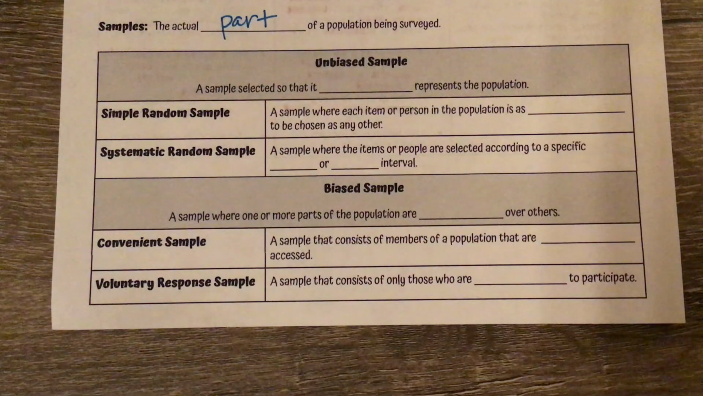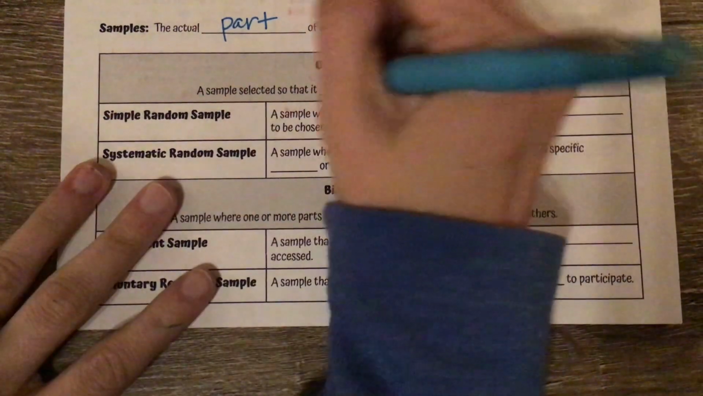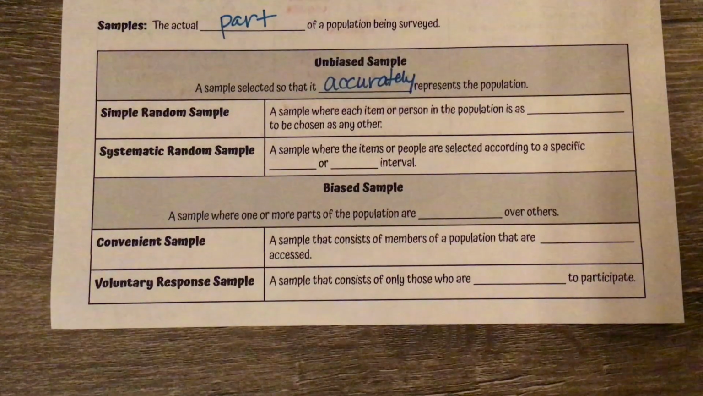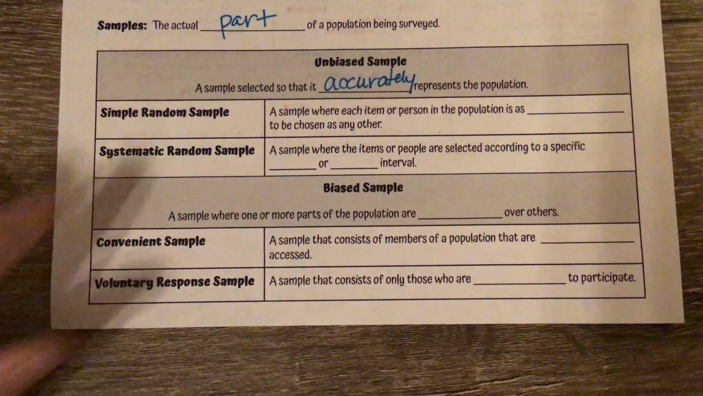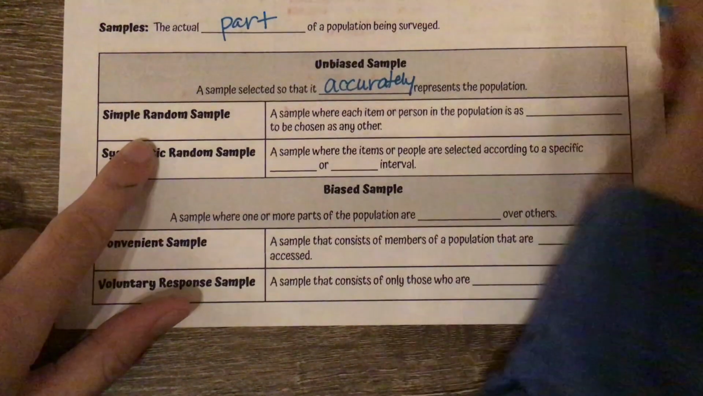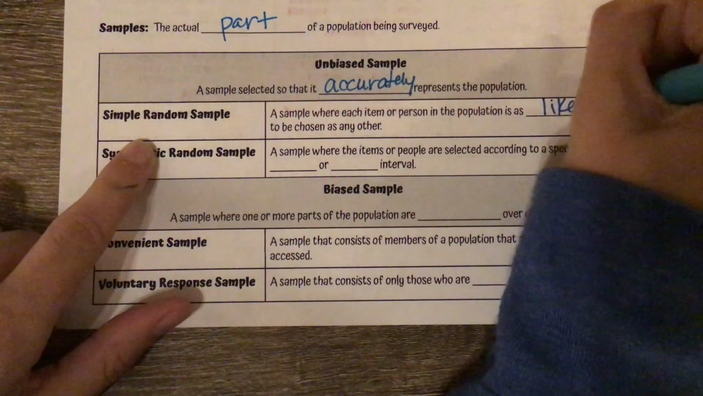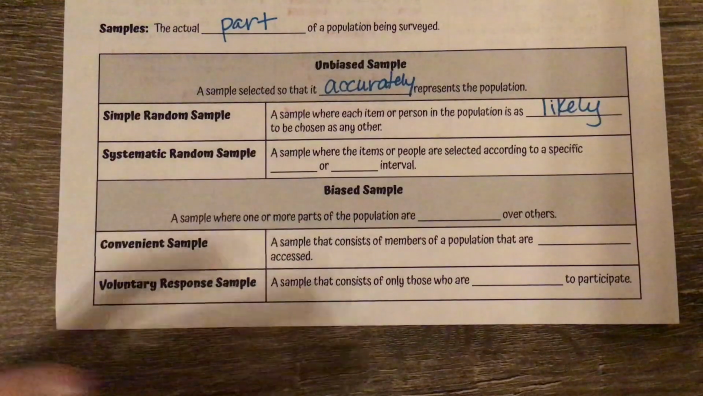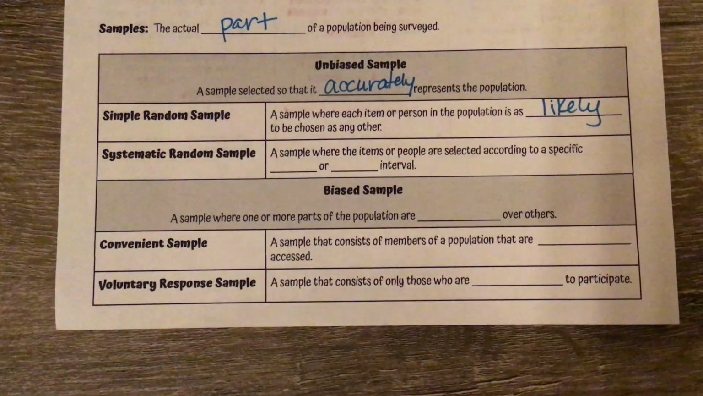An unbiased sample is a sample selected so that it accurately represents the population. So what that means is that it's true. It's a good representation of the population. There are two types of unbiased samples. We have a simple random sample, which is a sample where each item or person in the population is as likely to be chosen as another. So that means like you're rolling the dice, you're picking names out of a hat. It's a random way that you are picking people.